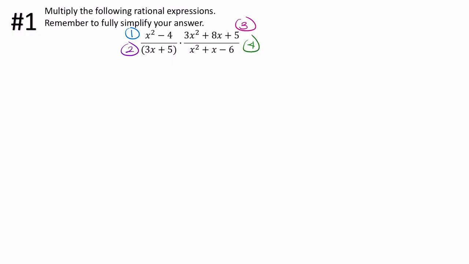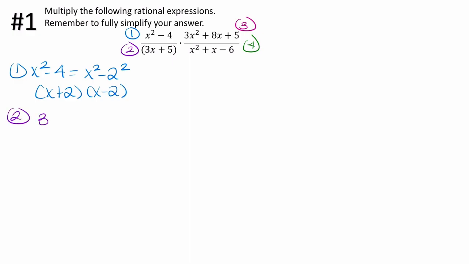So that is x squared minus 4, which is actually the difference of squares, right? That's x squared minus 2 squared. So that's going to factor into x plus 2 times x minus 2. Number 2 is already fully simplified, so there's nothing to factor there. We're just going to leave it as 3x plus 5.